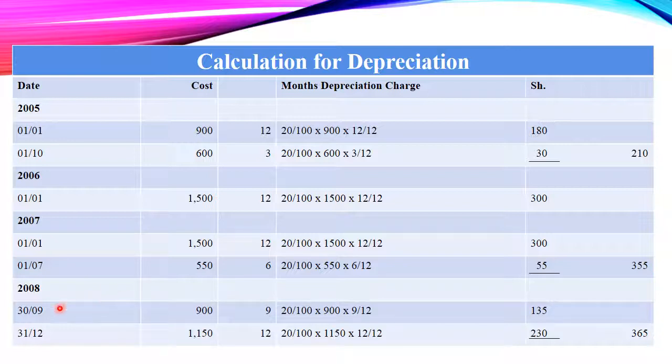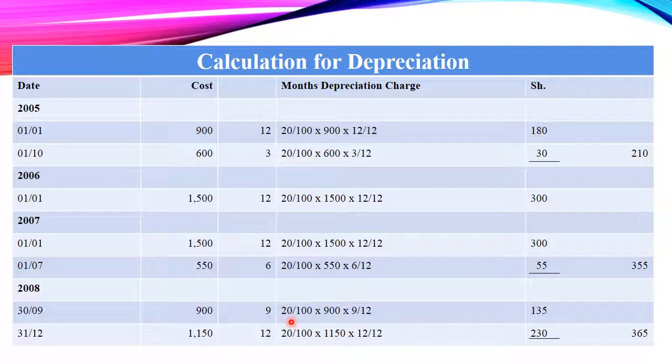So this asset was disposed of on 30th of September. To get the depreciation in the year 2008 for the asset that was disposed, which is worth 900, the asset will be there from the 1st of January of 2008 up to 30th of September of 2008. That is a total of 9 months.